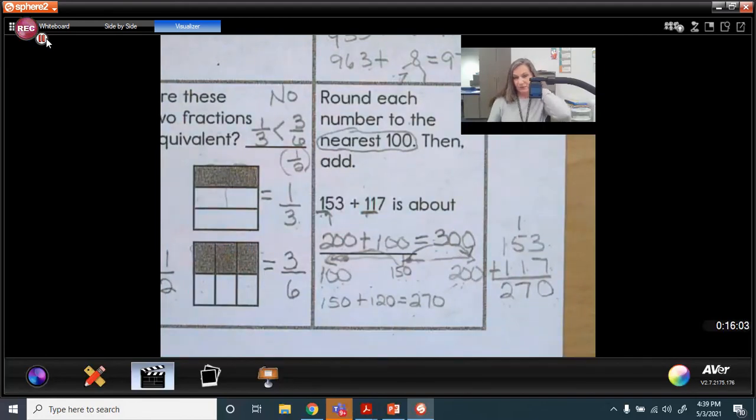All right, that's it for today. Don't forget to go back and give me a subtraction sentence that you would use to check your addition sentence.